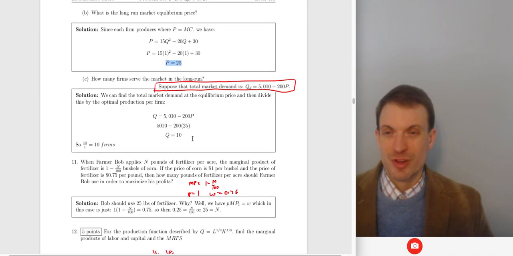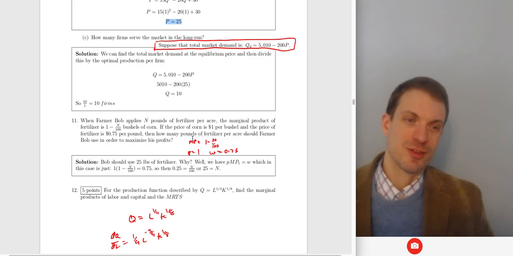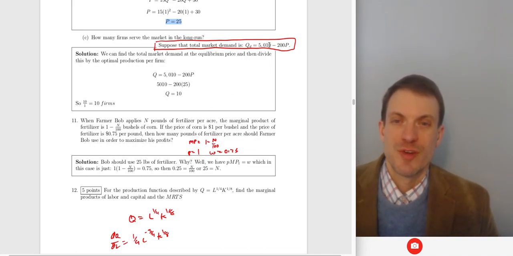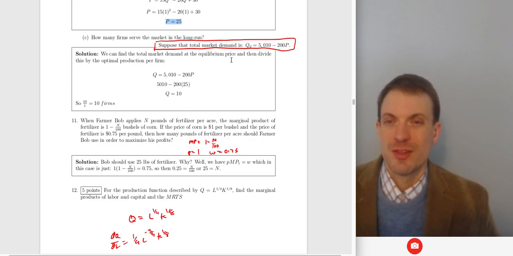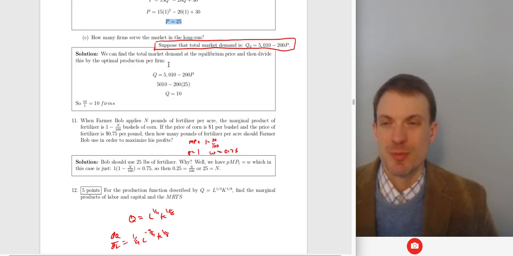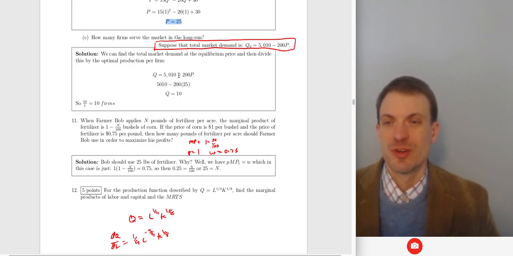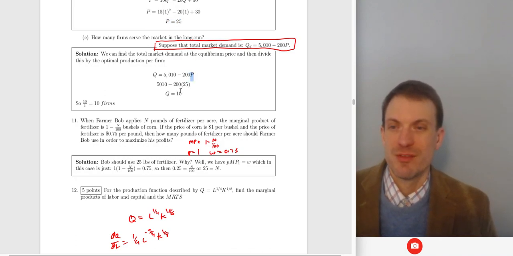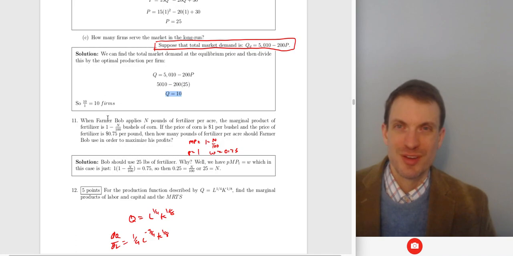Now, how many firms are going to serve the market in the long run? This is a little weird. So how does this work? Well, our total market demand is 5,010 minus 200p. So we find the total market demand at the equilibrium price and then divide this by the optimal production per firm. Here's our market demand at the equilibrium price of 25. Total market demand is going to be a quantity of 10. Each firm's optimally producing 1 unit, so we need 10 firms.